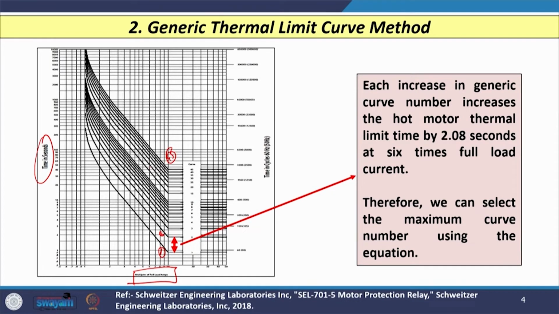One important point is that whenever we move from one curve to another, each increase in generic curve number indicates an increase of 2.08 seconds, particularly at 6 times the full load current. So, when you move from the first curve to the second curve, there will be an increase of 2.08 seconds at 6 times the full load current. Therefore, based on this we can select the maximum curve number using the given equation.